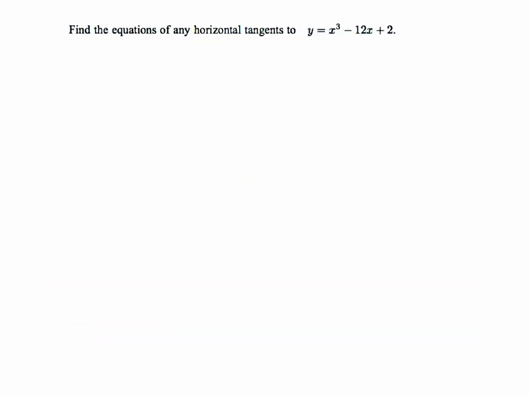Find the equation of any horizontal tangent to y is equal to x to the cube minus 12x plus 2. So let's say the graph of that function looked somewhat like this. Where does it have a horizontal tangent? Horizontal tangents would happen at a local maximum and a local minimum over here. Slope of the horizontal line is equal to 0.